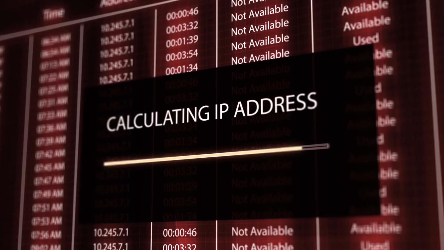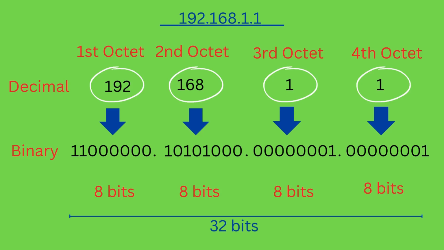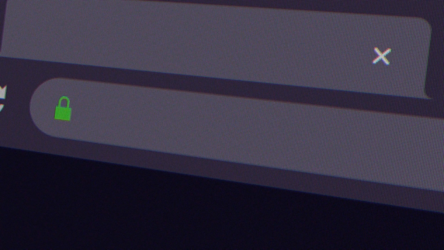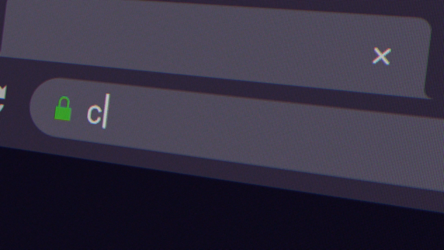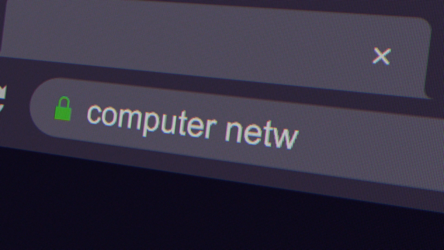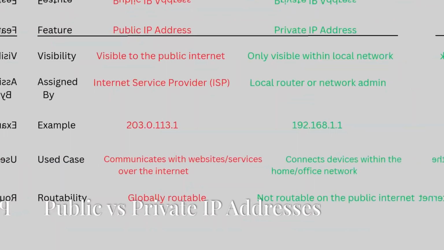Let's start with IPv4, since it's the most widely used. An IPv4 address is a 32-bit number divided into 4 octets separated by periods. Each octet is a number between 0 and 255. This system allows for over 4 billion unique IP addresses. For example, the address 192.168.0.10 represents a specific device on a network. This is a common private IP address used in many home networks.